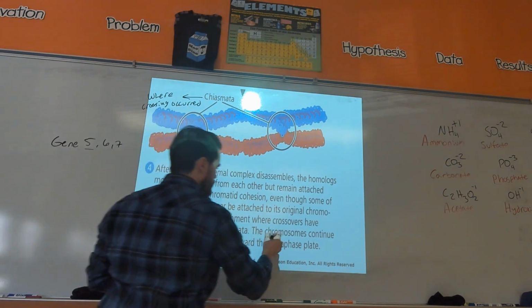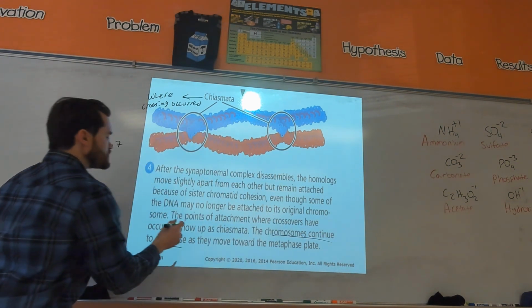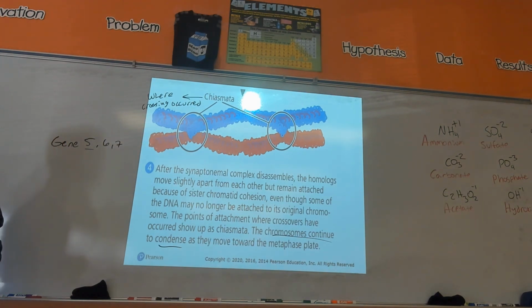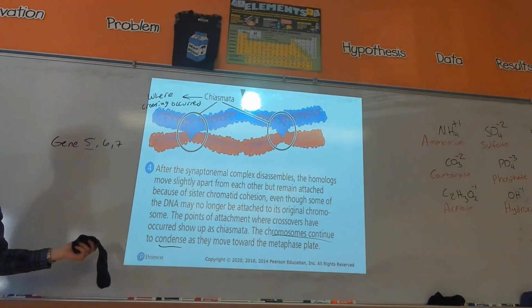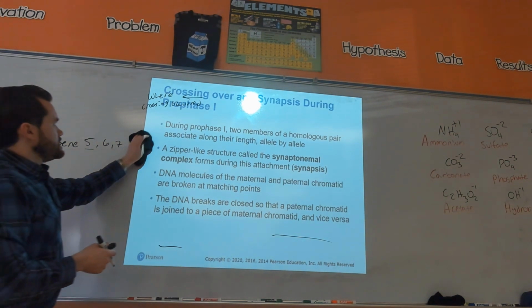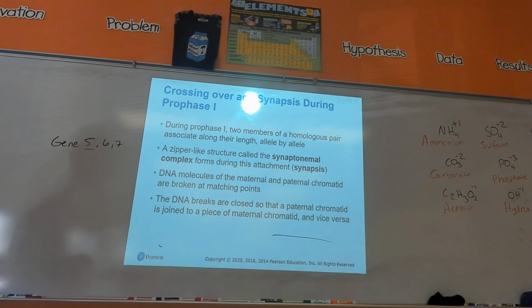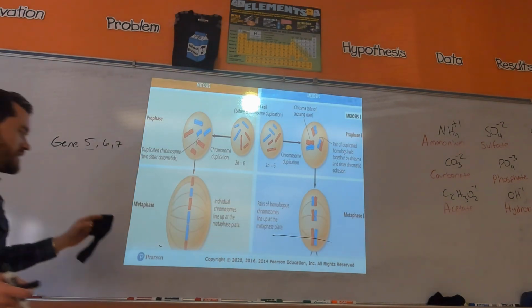And then again, the chromosomes will continue to condense because ultimately we're going to end up separating that homologous pair of chromosomes during anaphase 1. Okay. So make sure I said everything. All right, so that's that.